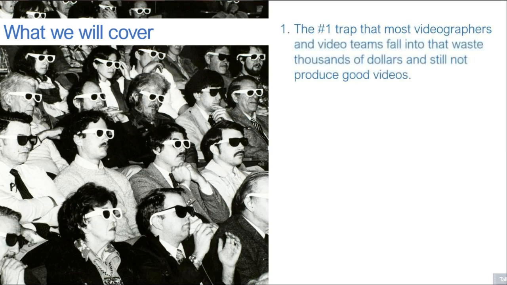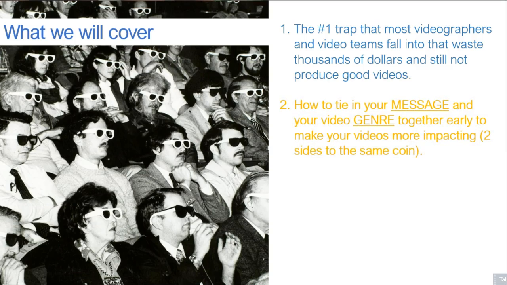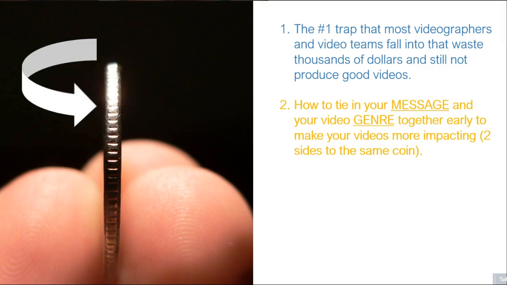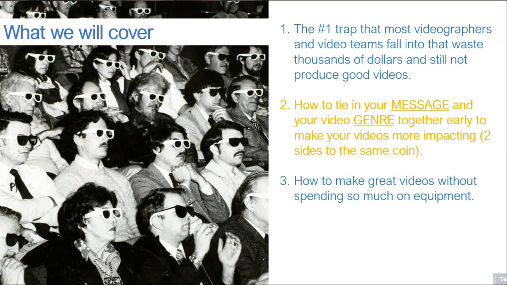So what are we going to cover today? We're going to cover the #1 trap that most videographers and video teams fall into that waste thousands of dollars and still not produce good videos. How to tie in your message and your video genre together early to make your videos more impacting. That means 2 sides of the same coin. All right, messages and genres, we'll get into that a little bit later, but pretty much what I'll say right now, message always comes first, genre always comes second, but none is more important than the other. They have to go together, but that order is very important.